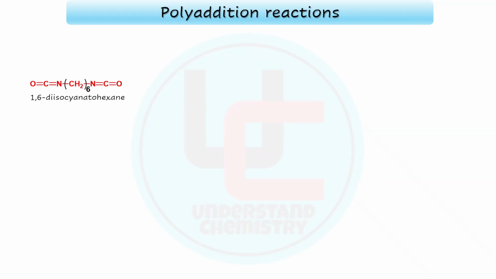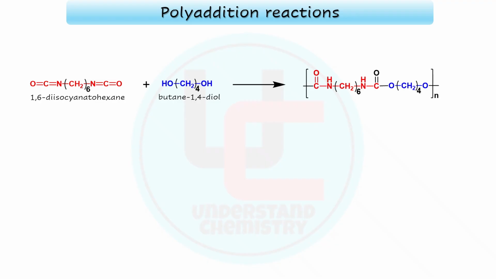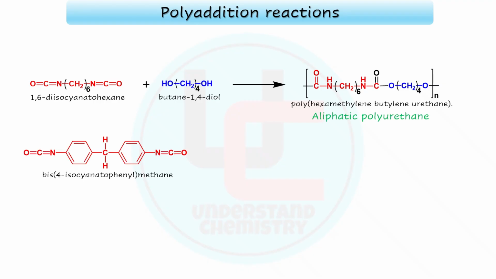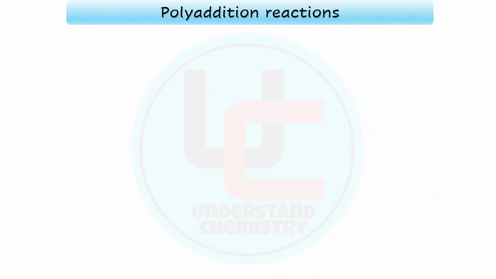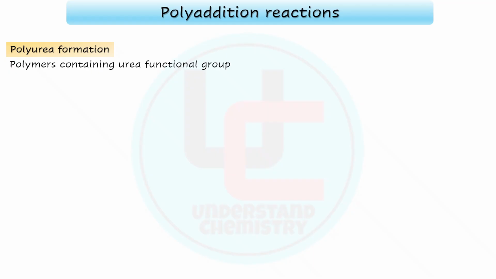Here is an example of polyurethane formation where 1,6-diisocyanatohexane reacted with butane-1,4-diol to produce polyhexamethylene butylene urethane. This is the example of aliphatic polyurethane. In contrast, aromatic polyurethane is formed when bis(4-isocyanatophenyl)methane reacts with the butane diol. Formation of polyurea is another example of polyaddition reaction. Polyureas are the polymers containing urea repeating unit in the main chain.